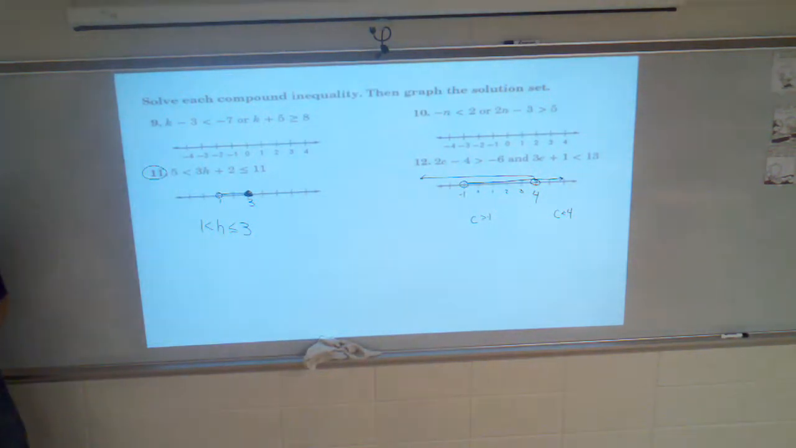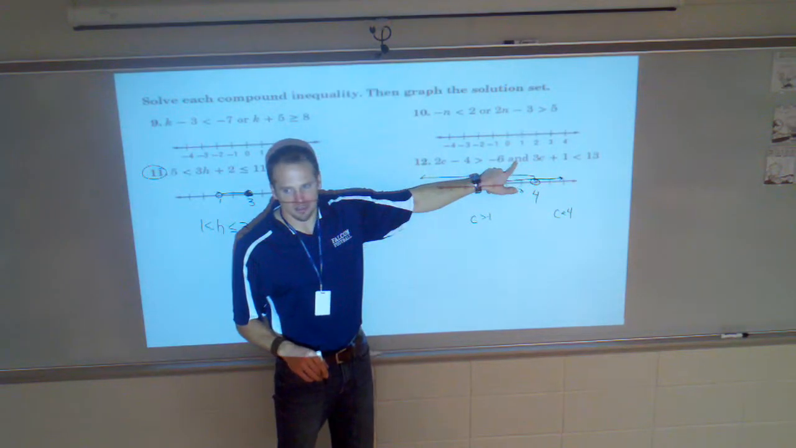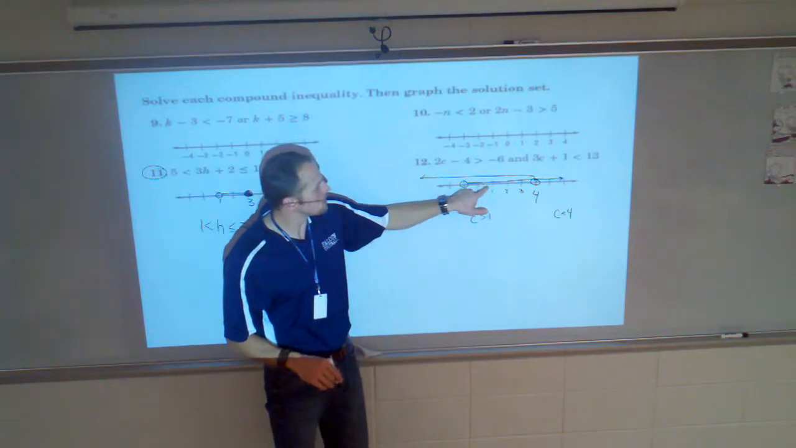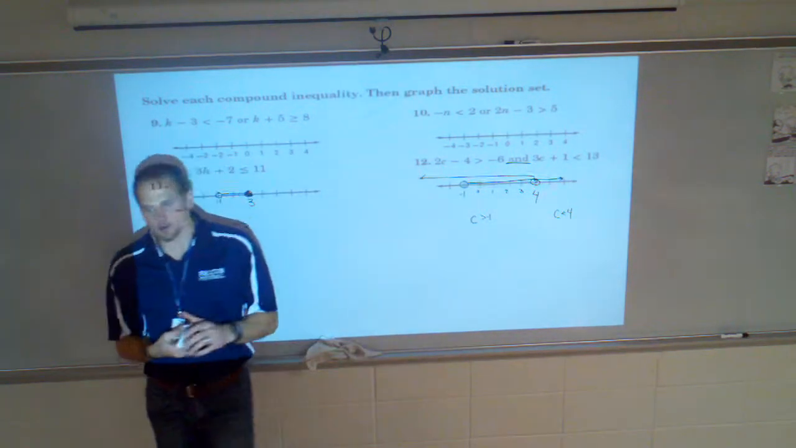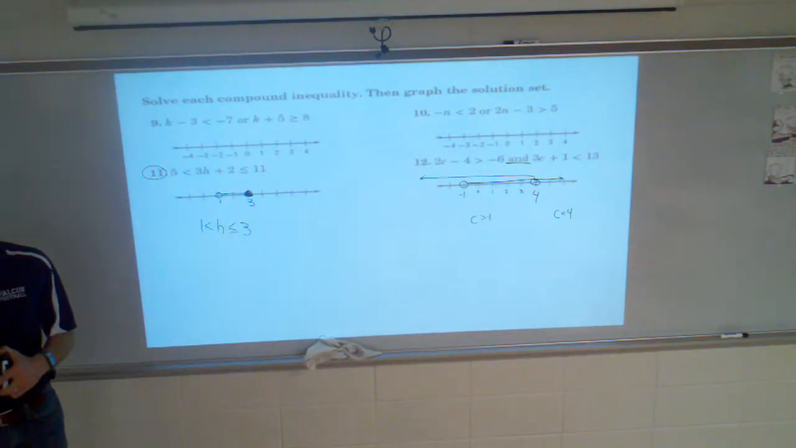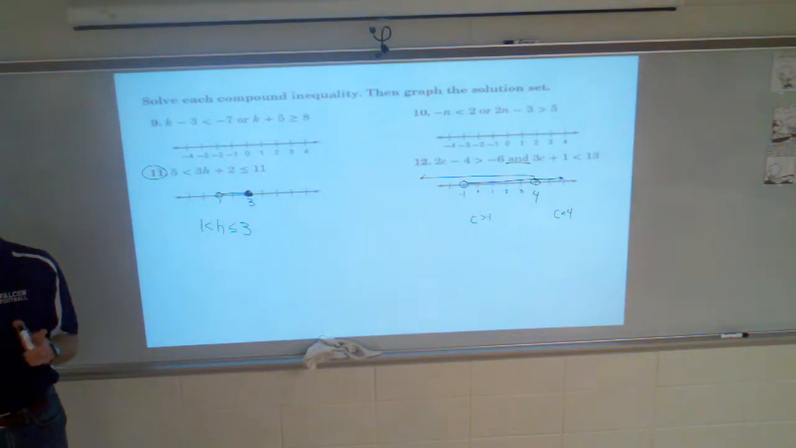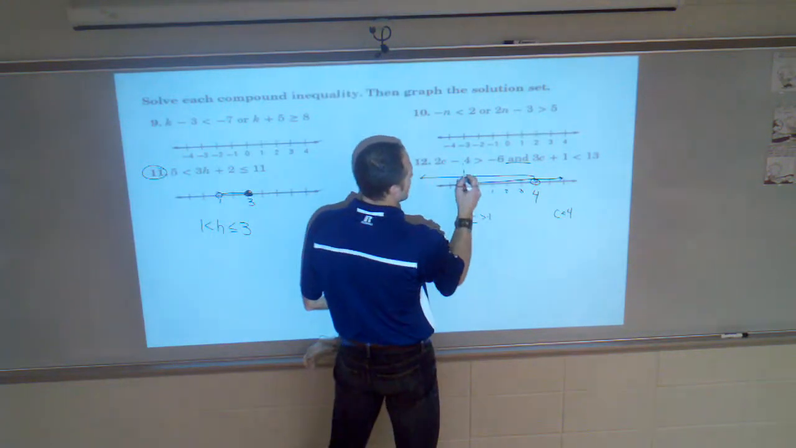Now, here's the thing. This says and, all right? If this said or, this would be my answer, but this says and. So remember back to the original thing. I said, if I ask you to sit down and be quiet, you have to do both things, right? So and means both.